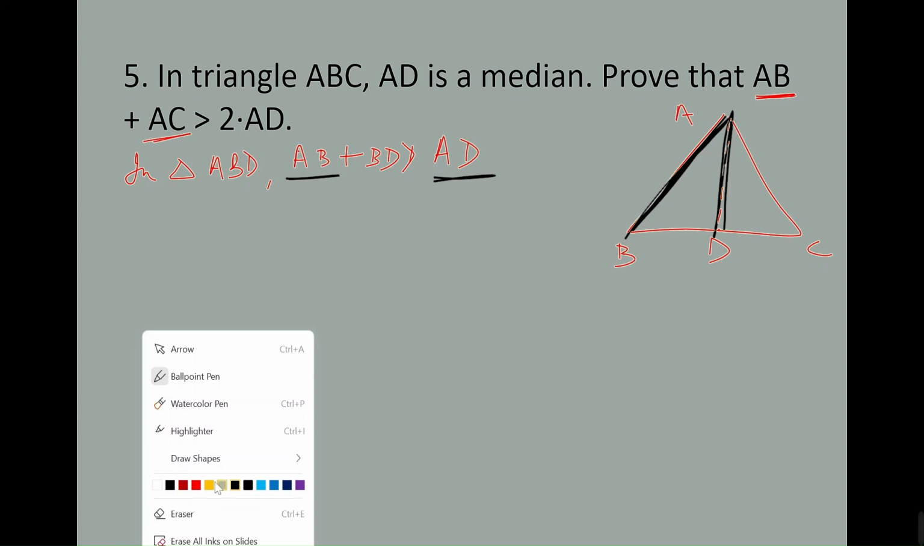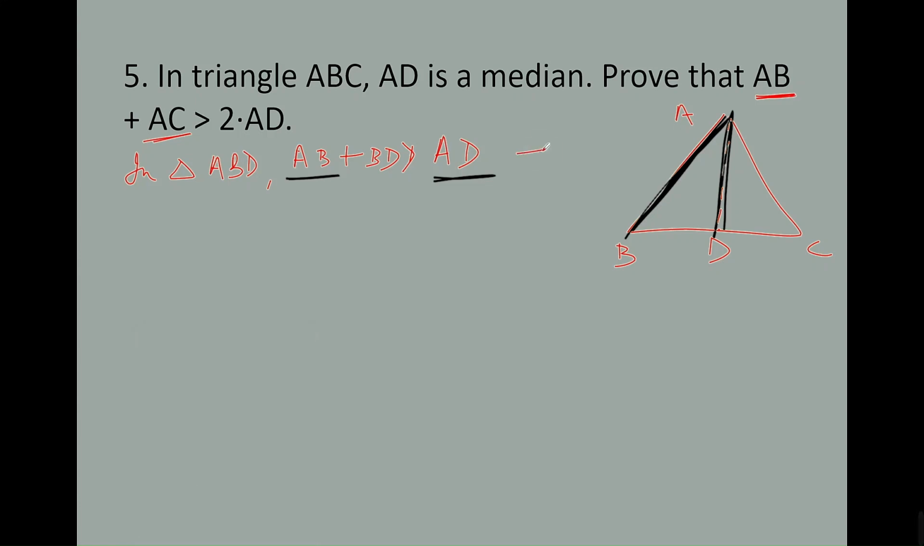Now, similarly, we will also write for the other side of the triangle. So, in triangle ACD, we can say that AC plus CD is greater than AD, right?